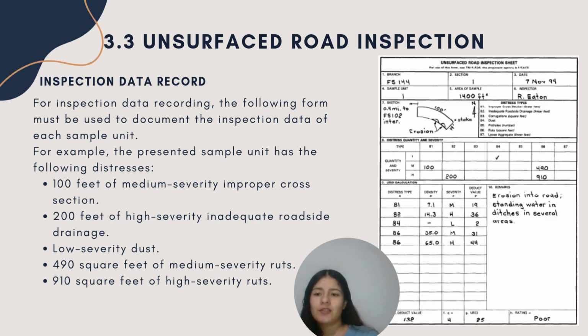Inspection data record. For the inspection data record, the following form must be used to document the inspection data of each sample unit. For example, the previous example unit has the following distresses: 100 feet of medium severity improper cross section, 200 feet of high severity inadequate roadside drainage, low severity dust, 419 square feet of medium severity, and 910 square feet of high severity.